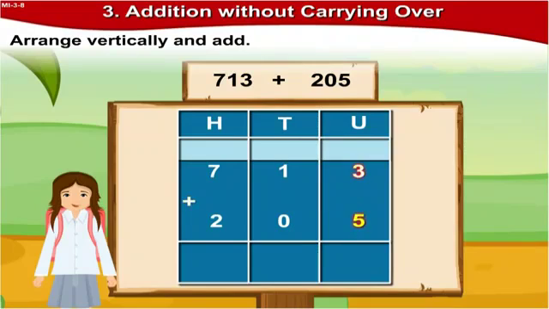3 units plus 5 units is 8 units. 1 ten plus 0 tens is 1 ten. 700 plus 200 is 900. So the answer is 900, 1 ten and 8 units, which means the answer is 918.